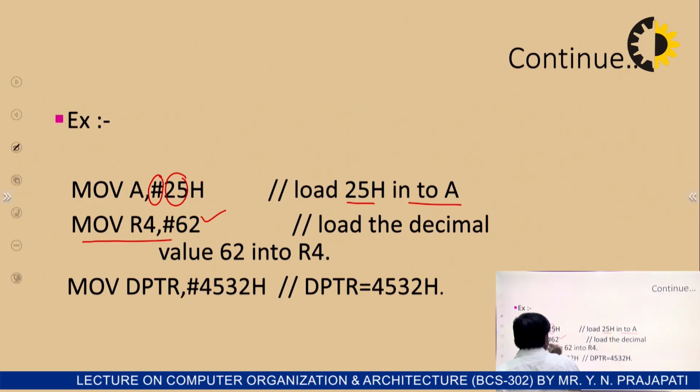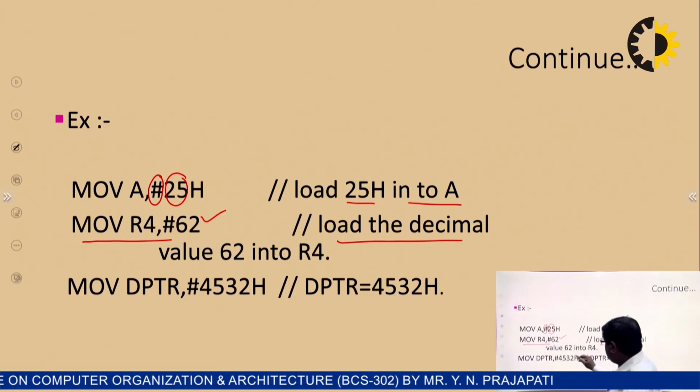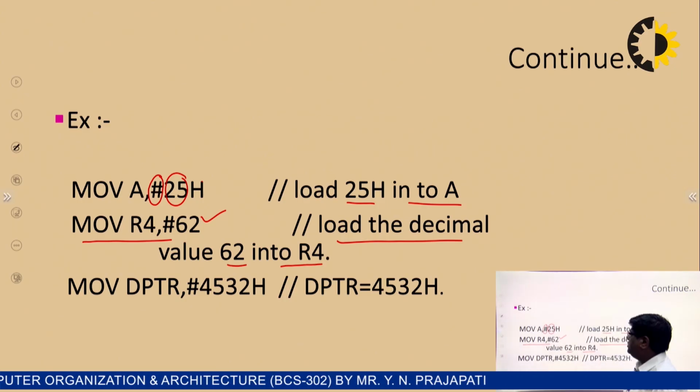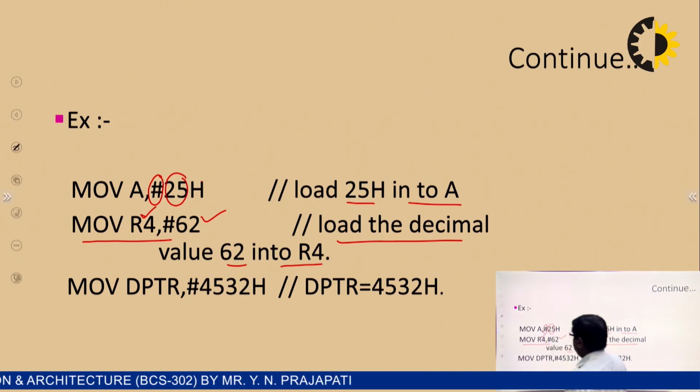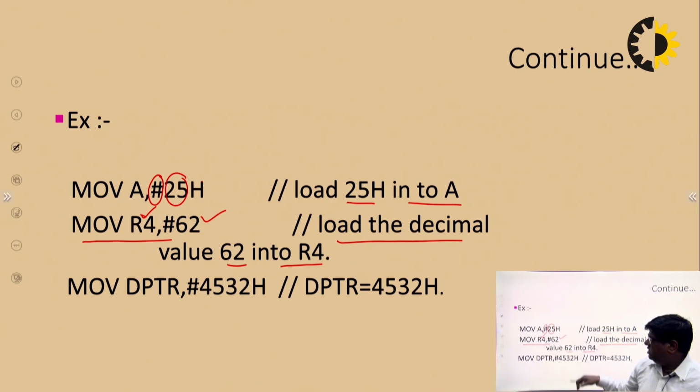Now, 62 is a constant. Load the decimal value 62 into the R4 register. That's clear: immediate operands are associated with the instruction. That is the one-line definition. These are two good examples for understanding the immediate addressing mode.